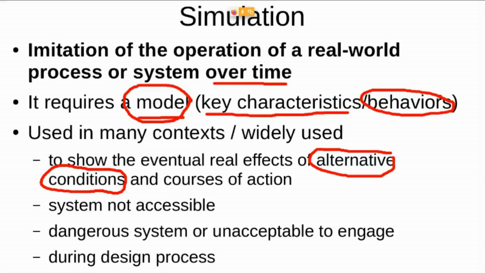Once we have this model, we will analyze some alternative conditions for this process. Before we check these alternatives on the real system, we will check all these alternative conditions in our model in order not to affect the real system. And once we have good statistical results, then we will move these alternatives to the real system.